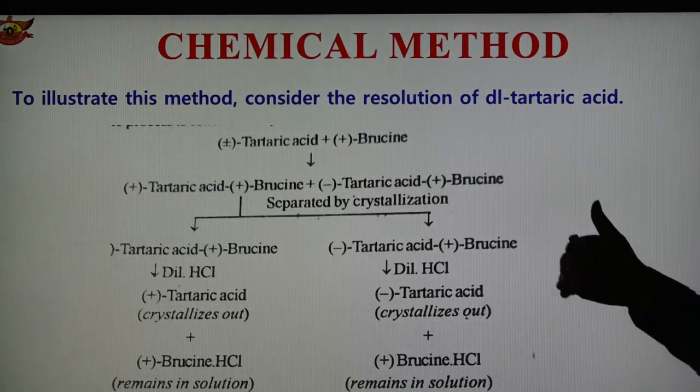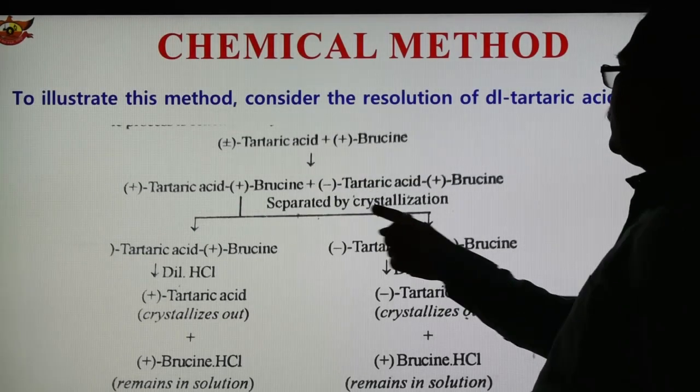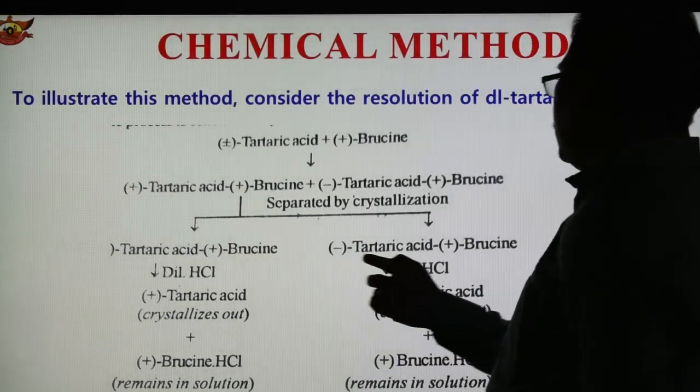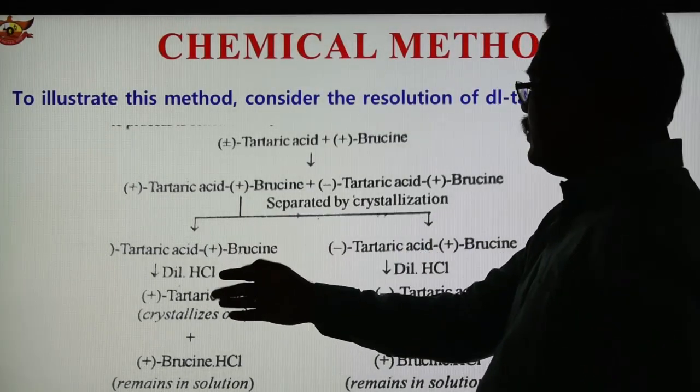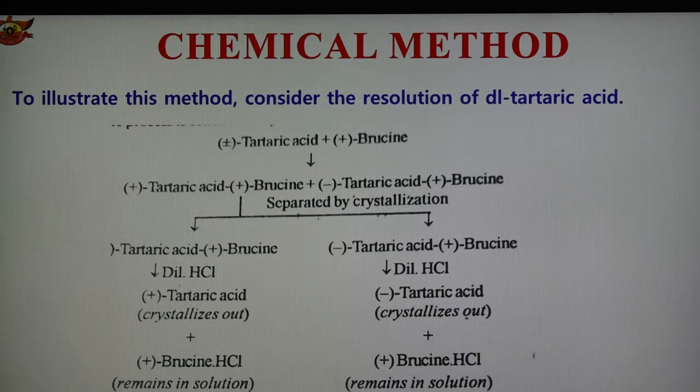So this is the procedure. This is the starting compound and it is separated by crystallization into positive and negative forms. After these two are separated by crystallization, each tartaric acid brucine is reacted with the dilute HCl, and these two are separated. So in this way enantiomers can be separated, and these are the diastereomers obtained. When these diastereomers are reacted with dilute HCl, the positive and negative enantiomers can be separated.